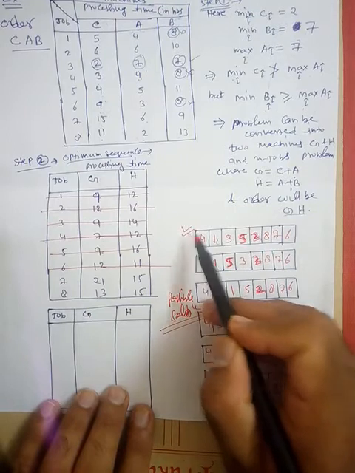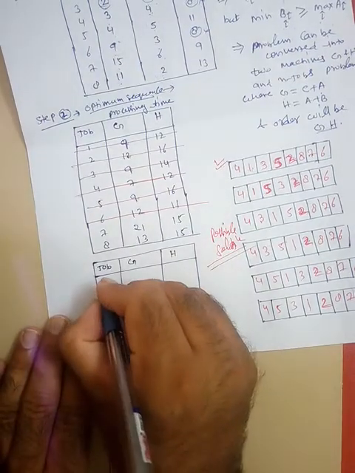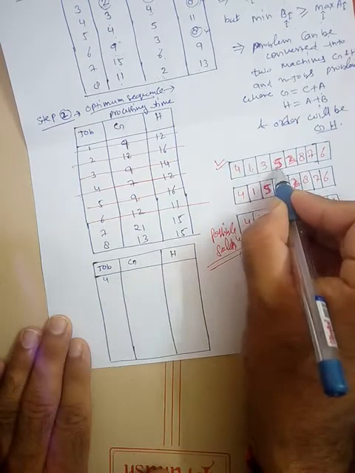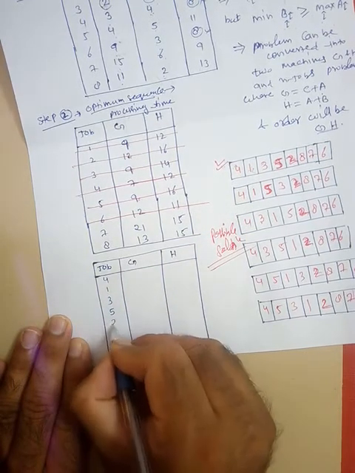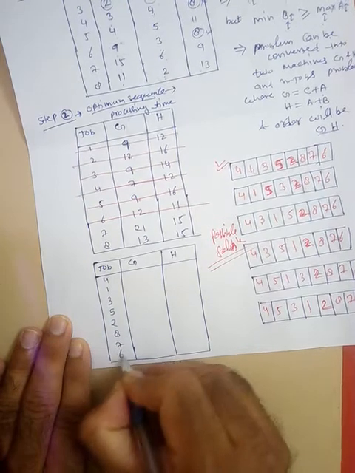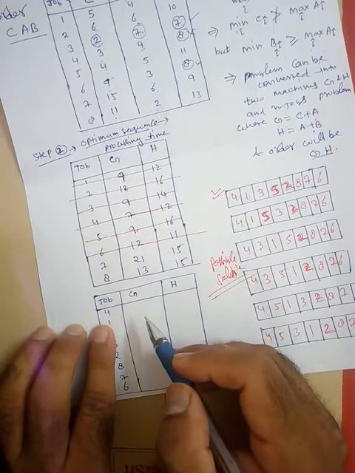Suppose I am selecting the first one here. Then the optimum sequence is 4 1 3 5 2 8 7 6. This is the optimum sequence. Fine. And now write down the jobs.